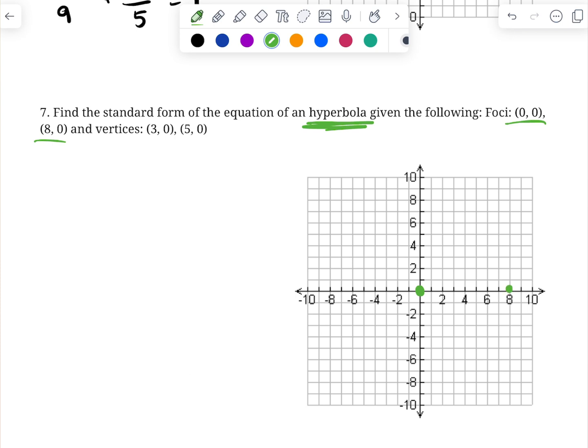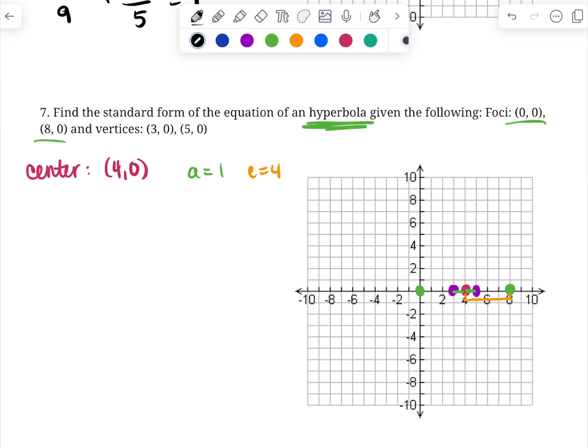0, 0 and 8, 0, those are my foci. 3, 0 and 5, 0, those are my vertices. All the important stuff has been on the x-axis, so it looks like we're going to get a point in the middle at 4, 0. So that's our center, 4, 0. And if you'll notice, the distance between the center and the vertices is 1. So that means a, not that it really matters, but I'll call it a, equals 1. The distance from the center to the foci is 4. So that makes c equal to 4.